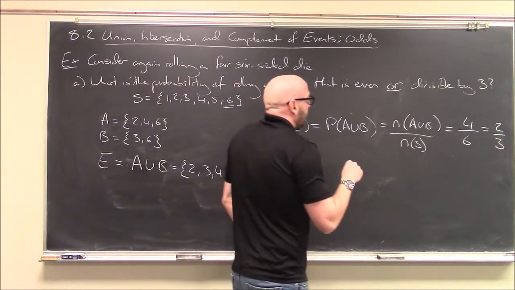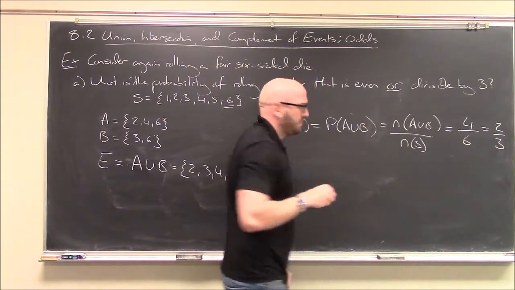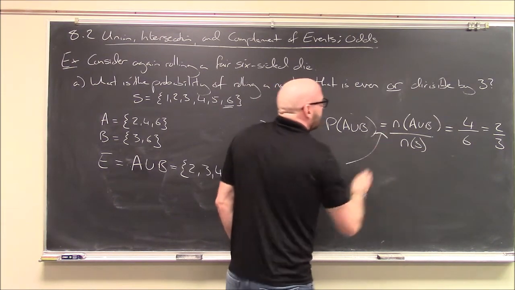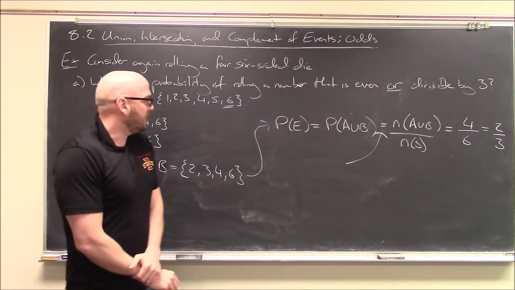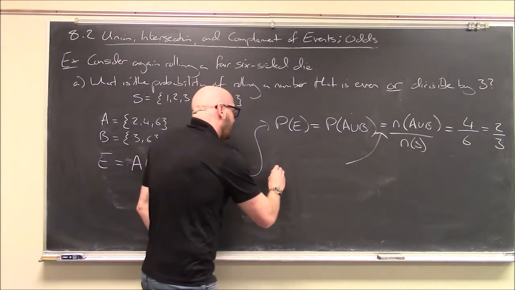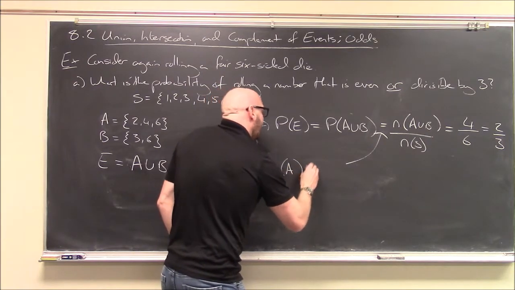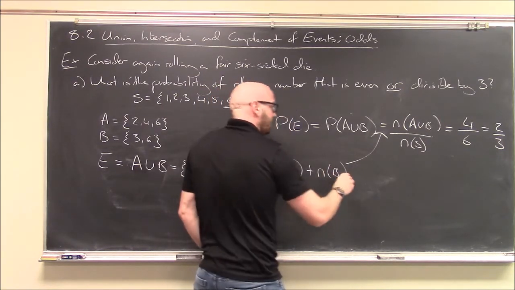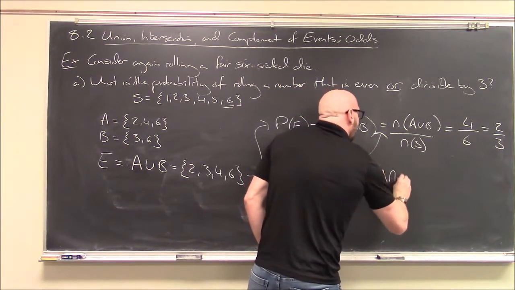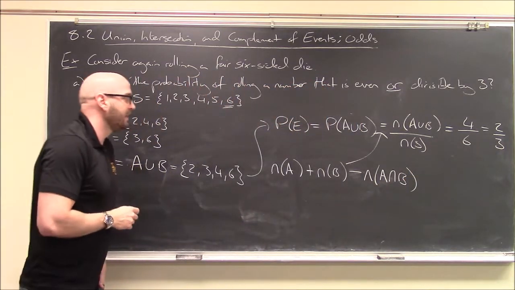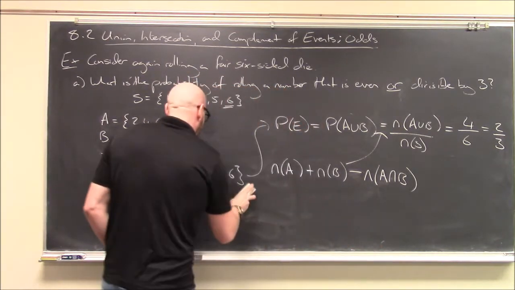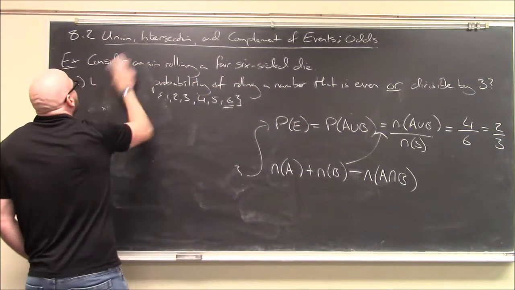But I want to come up with a slightly more formal formula for this. So let's look back at this thing. The number of elements in A union B, what is that? Well, if you remember, the number of elements in a union is the number of elements in A plus the number of elements in B minus the number of elements in their intersection. Okay? So what that means is that, let me get some more space here.